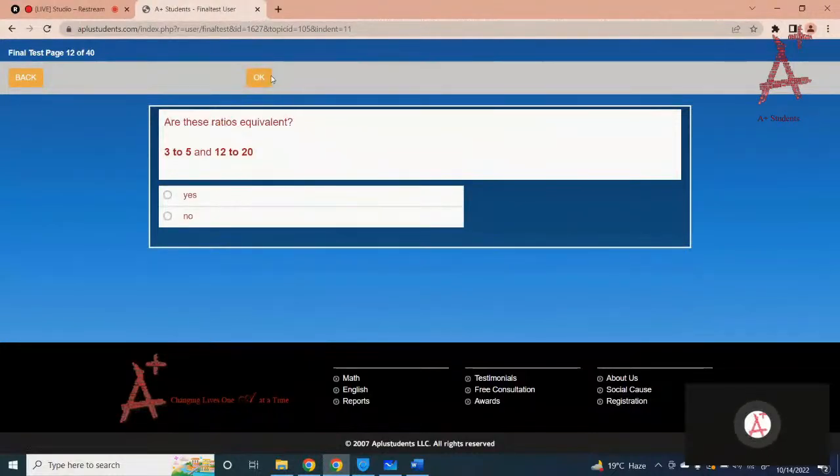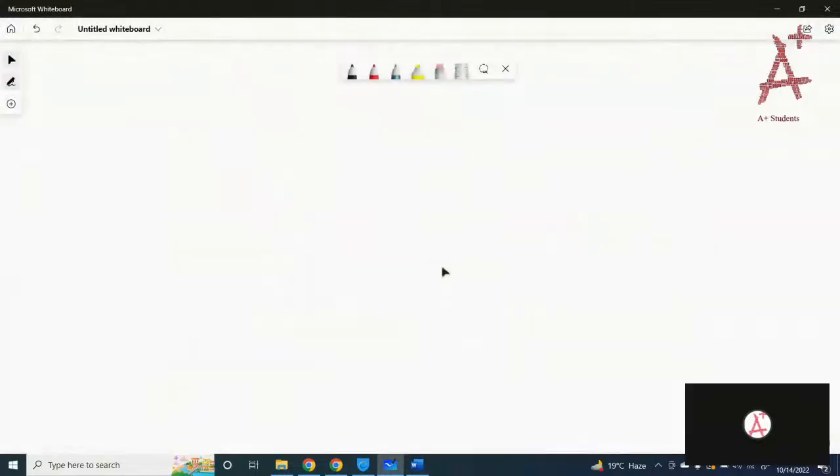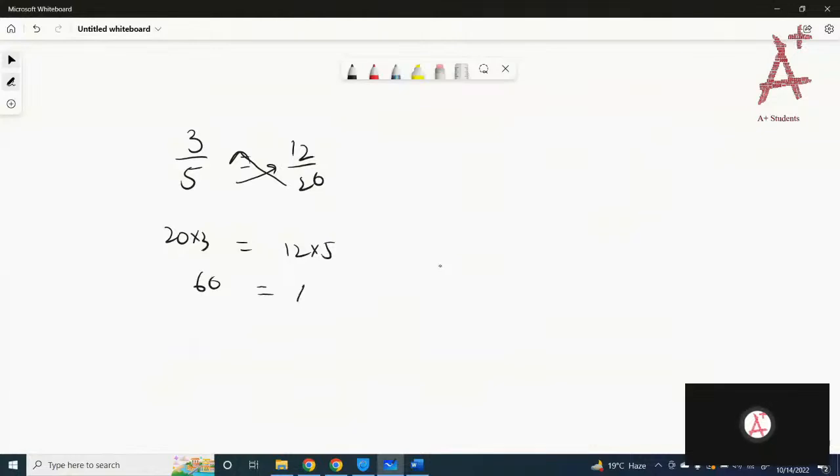Are these ratios equivalent, 3 to 5 and 12 to 20? You can cross multiply them. 20 times 3 and 12 times 5. 20 times 3 is 60 and 12 times 5 is also 60. So the answers are equal. That means they are equivalent fractions. Got it?